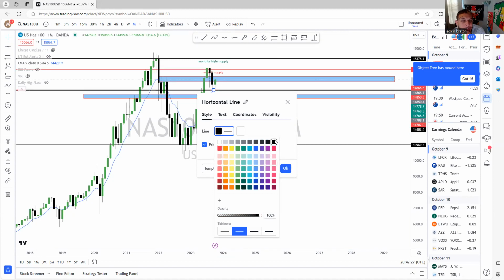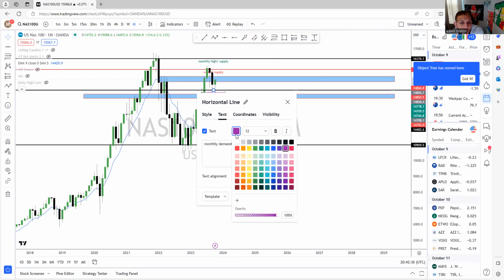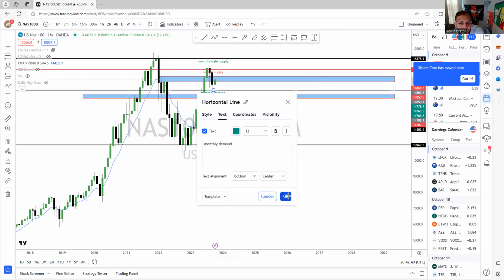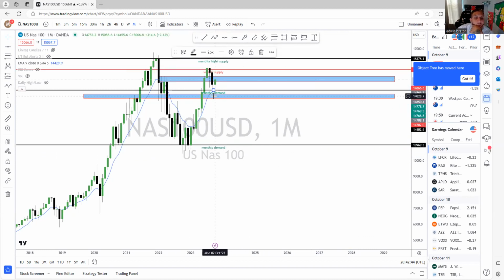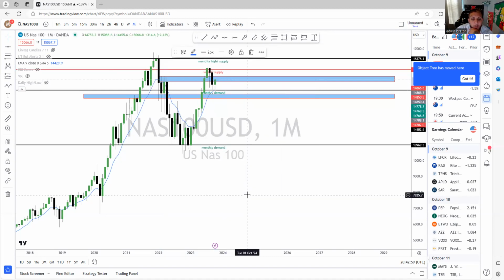Let's change this to black. So my monthlies are gonna be black. I'm gonna type in monthly demand level there. Go ahead and make that green. All right, cool. Boom, we got monthly demand here. And then as long as she keeps trading under this order block, I'm gonna look for rejections in this area. And if she comes straight above, then I'm looking for longs.